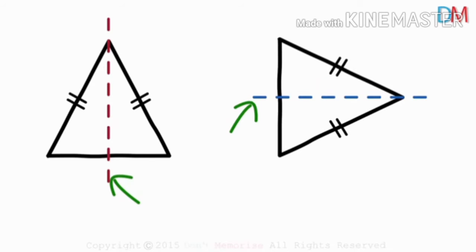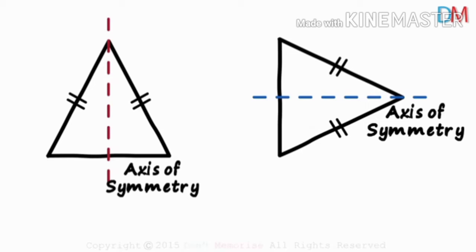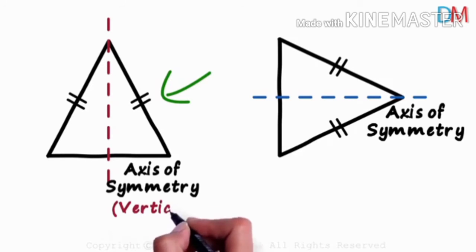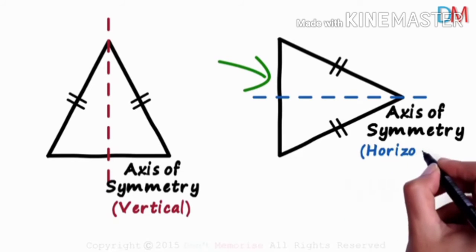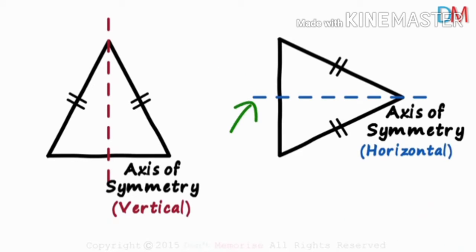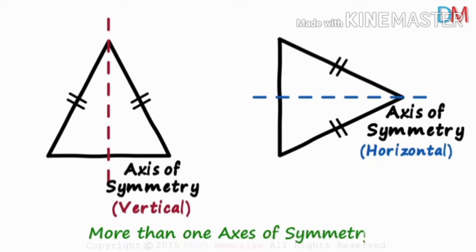Both these lines we see here are called the lines of symmetry or the axes of symmetry. This triangle has a vertical axis of symmetry as this line is vertical, and this one has a horizontal axis of symmetry as this line is horizontal. Now I want you to think about the next question I'm going to ask you. Can a shape have more than one axis of symmetry? If you look at just these two triangles, you would probably say no, because there is no other line which can divide these triangles into two parts that match exactly.